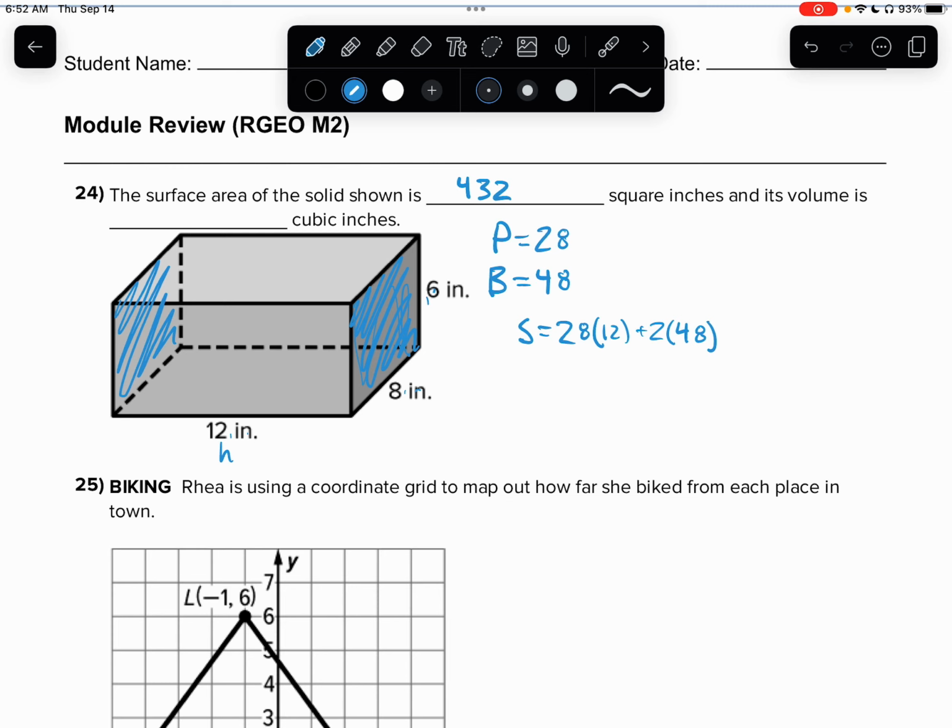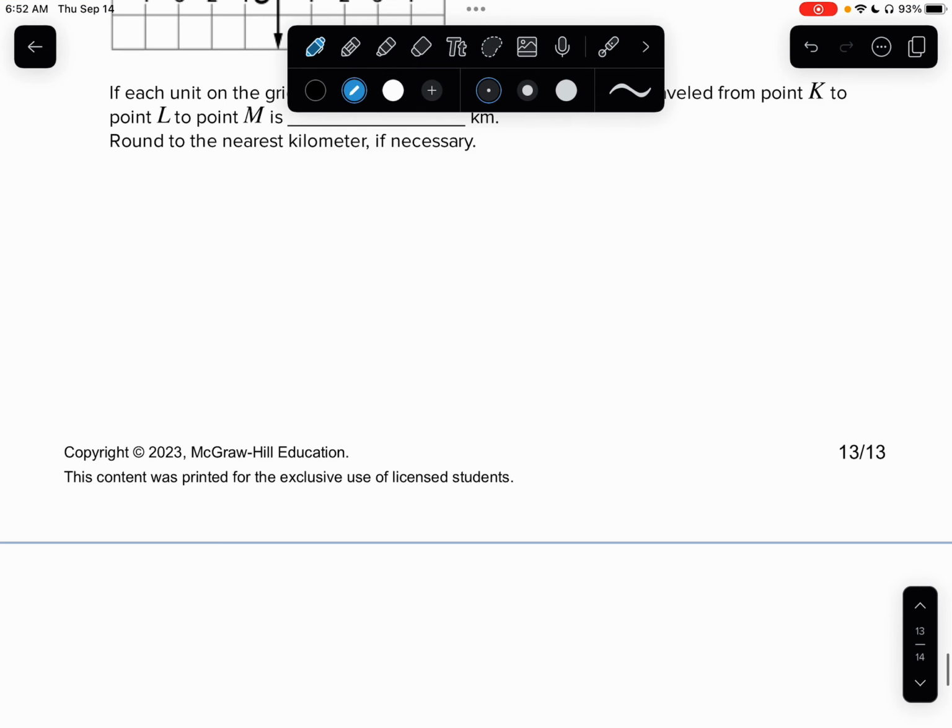And then it's volume. Volume is length times width times height. So volume is just going to be 6 times 8 times 12. 6 times 8 times 12 in my calculator is 576. And there we go. And this is the last question.